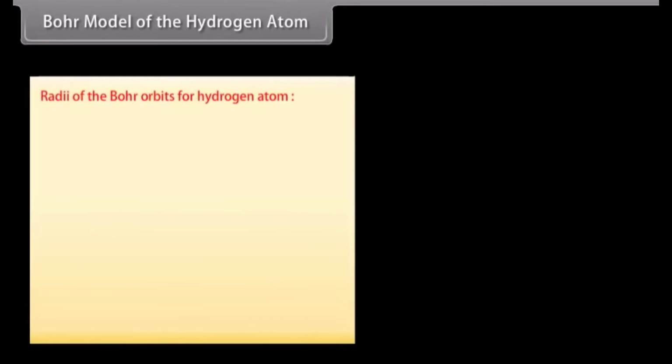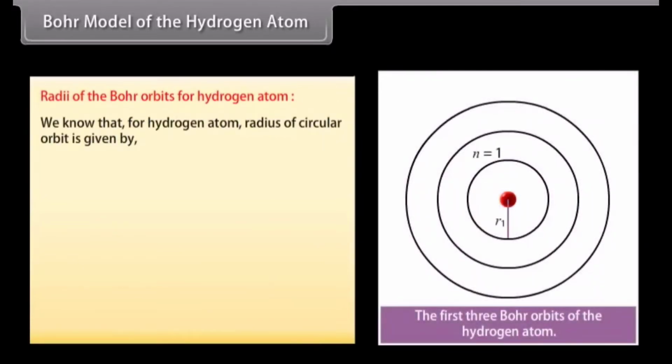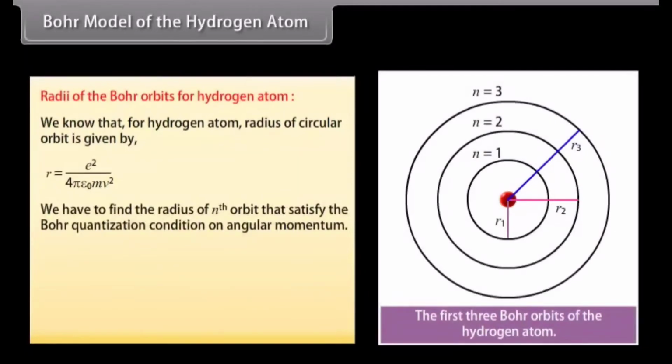Radii of the Bohr orbits of the hydrogen atom. We know that for the hydrogen atom, the radius of the circular orbit is given by e square upon 4 pi epsilon naught m v square. We have to find the radius of the nth orbit that satisfies the Bohr quantization condition on angular momentum. Ln is equal to the product of m, Vn and Rn, which equals nh upon 2 pi, where n is equal to 1, 2, 3 and so on.